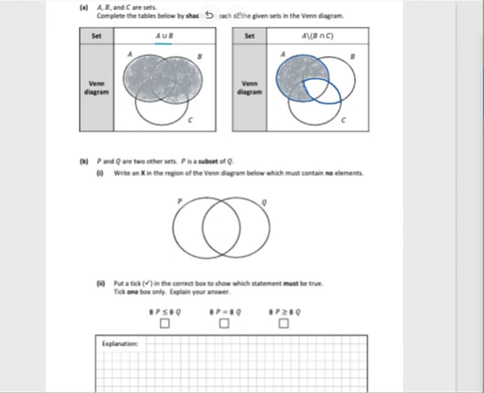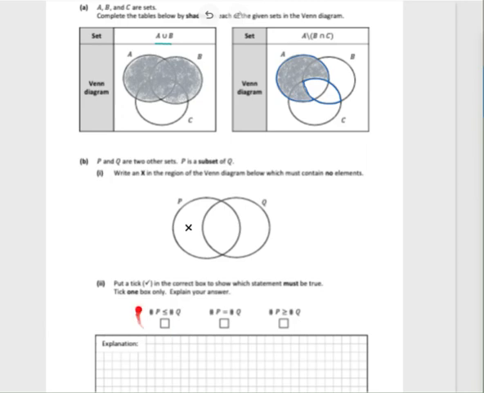Okay, so we want to write X in the region where they must contain no elements. So if everything in P is in Q, then this part here would be null. So that's where you write the X. Okay, so let's go down to the final part, B part 2.